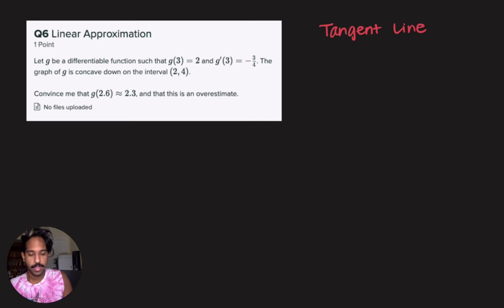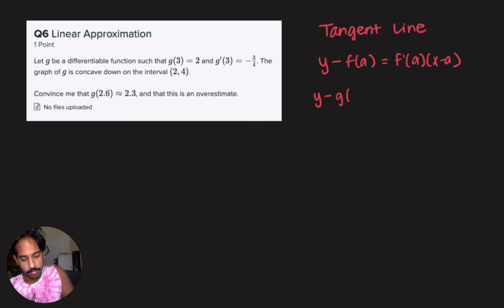And so to do that, we're going to have to use our handy-dandy tangent line formula. I love this form, but people are free to use any form. Y minus f of a equals f prime of a times x minus a. In this case, it's not f, it's g. So I'm going to rewrite it. Y minus g of, and what x value do we care about? We care about 3. So y minus g of 3 equals g prime of 3 times x minus 3. G of 3 from the question is 2. G prime of 3 is negative 3 over 4 times x minus 3.